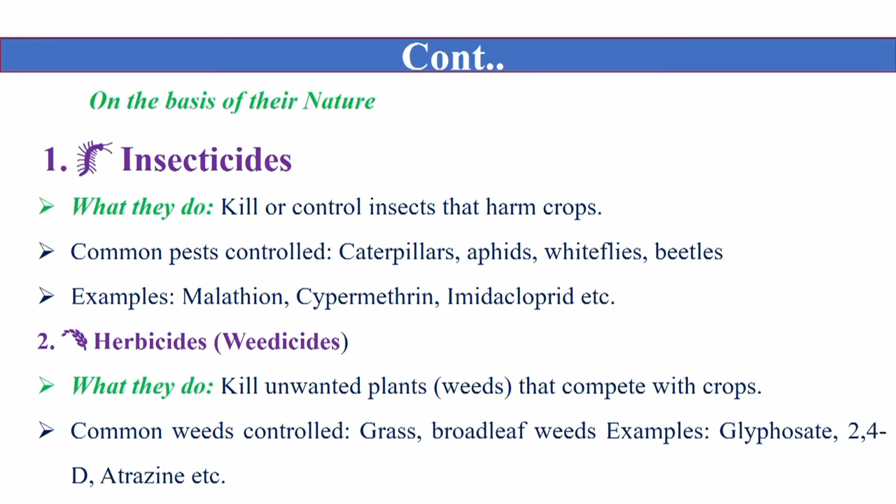And next, on the basis of their nature, insecticides basically kill and control insect pests as well as common insects like caterpillars, aphids, whiteflies and beetles. For example, malathion, cypermethrin and imidacloprid are insecticides. They basically kill and control a broad spectrum of insect pests that are harmful to our crops.